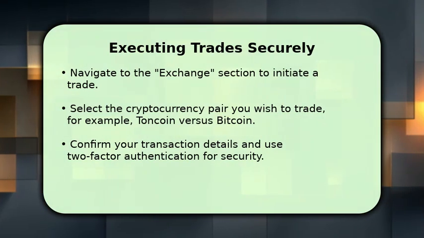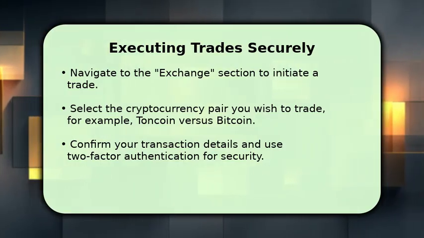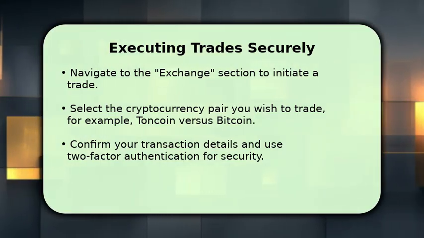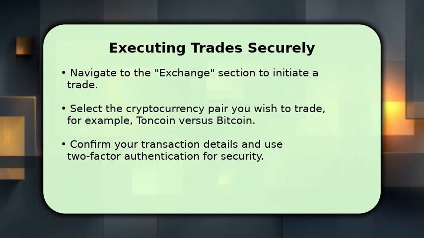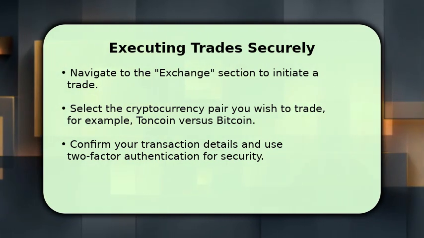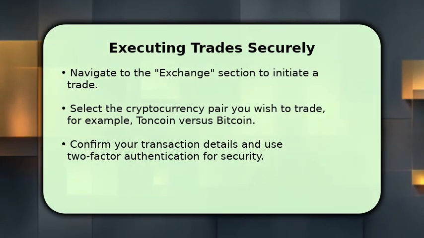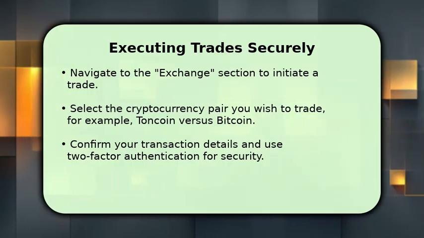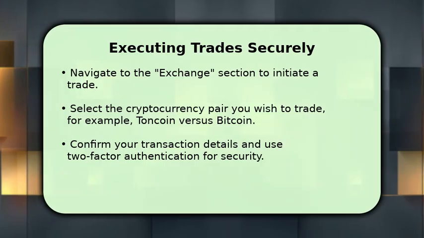When you're ready to trade, head to the Exchange section within your wallet. Here, you can select the specific cryptocurrency pair you want to trade, such as Toncoin versus Bitcoin. Input the amount, review the current exchange rate, and then confirm your transaction. Always enable two-factor authentication for an extra layer of security, protecting your assets from unauthorized access.